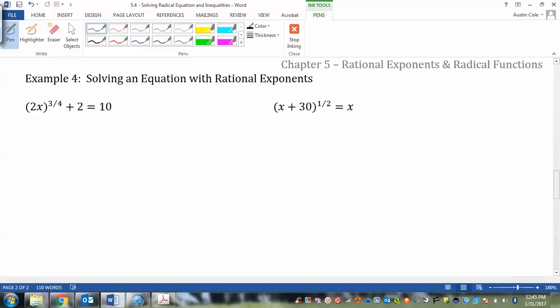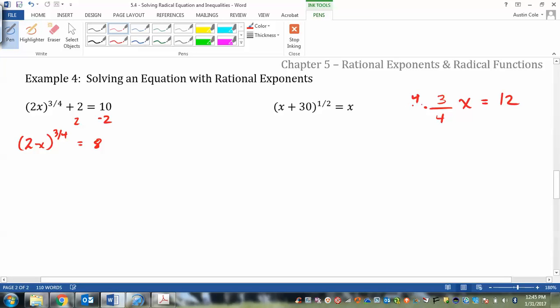Now you notice we have rational exponents, okay? Now, first we need to get rid of the 2. So I'm going to minus 2 on both sides first, and I get 2x to the 3/4 power equals 8. Okay? Now, if I had this, guys, I'm making this up. How do I solve for x? Essentially, how do I get rid of the fraction? I multiply by the reciprocal.